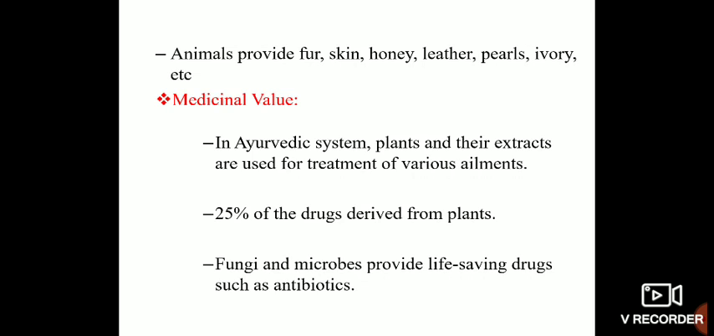So the tribal people directly consume this plant as a sort of antihelminthic substance. It has been studied that almost 25% of the drugs which humans consume come from plants. And the fungi and microbes provide us important life-saving drugs like antibiotics. So you can appreciate why the existence of microbes and fungi is so important. Not only do they provide us ecosystem services, we also get medicinal products from these organisms. Without antibiotics we cannot think of our existence.